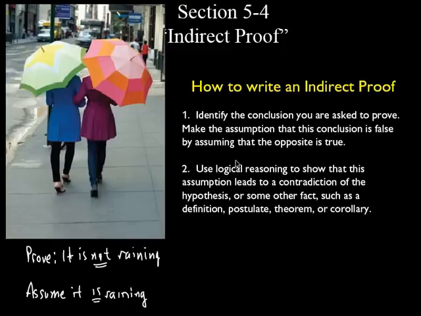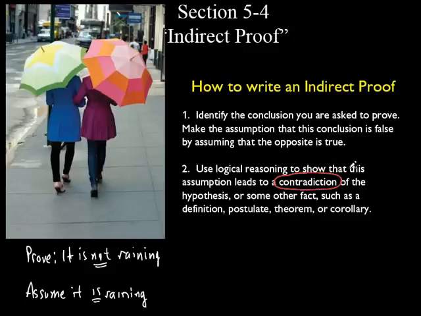Okay, let's look at step 2. So we did step 1. Step 1 was we just assume the opposite of what we're trying to prove. Step 2 says use logical reasoning. Now this is the part where you have to think a little bit. Use logical reasoning to show that this assumption leads to a contradiction. That's the key to this, the contradiction. And we're going to talk about that quite a bit.